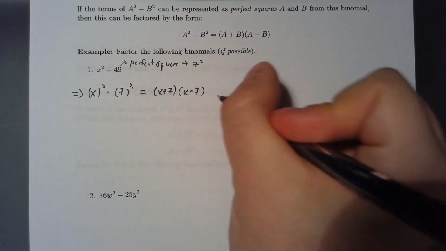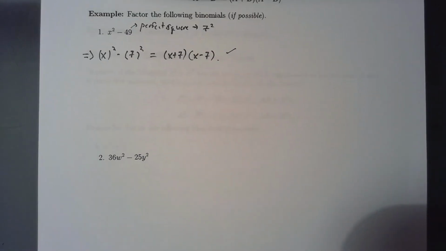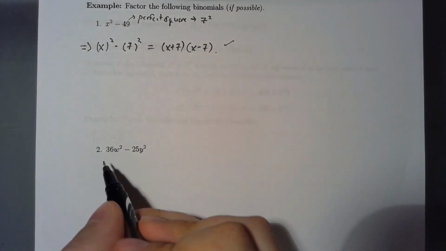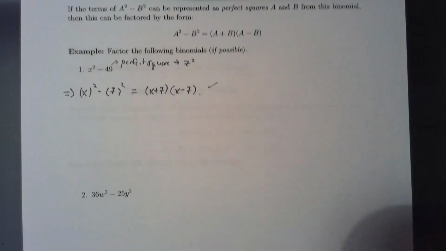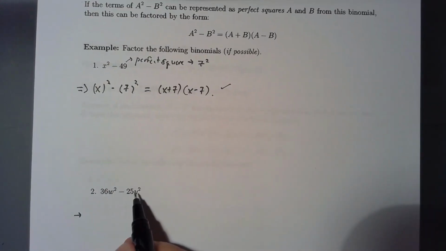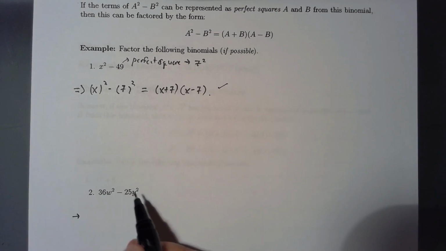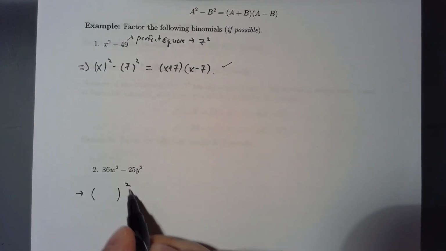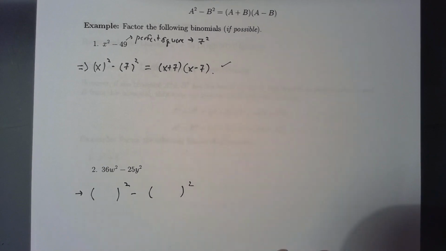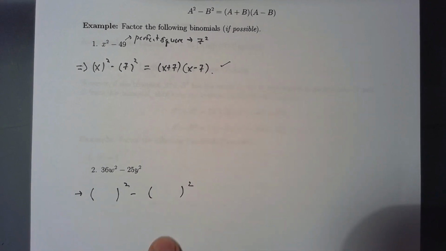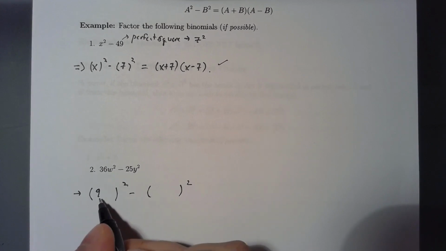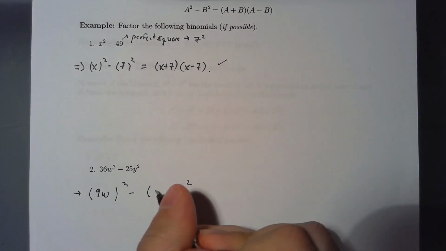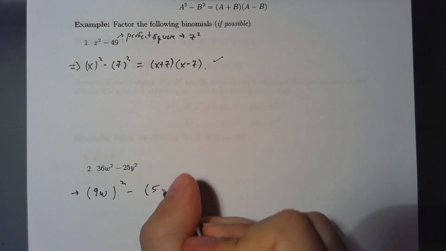So that one's easy. Now if I look at the next one, I already know that 36 and 25 are perfect squares, and w squared and y squared are also squared terms. So I can write this as something squared minus something squared, which is a difference of 2 squares. 36 is 6 squared, and w squared is w. 25 is 5 squared, and y squared is y.